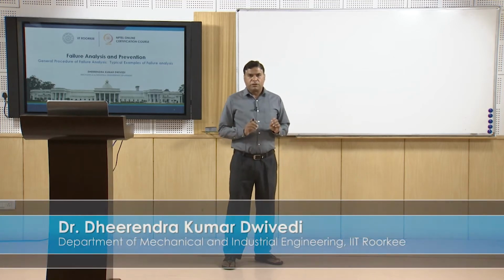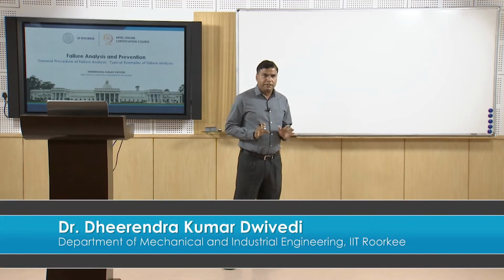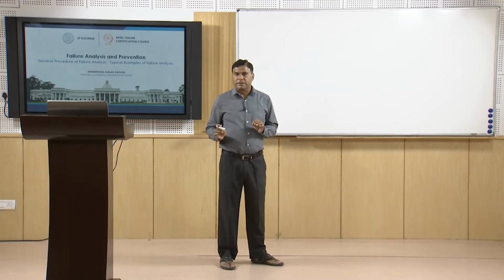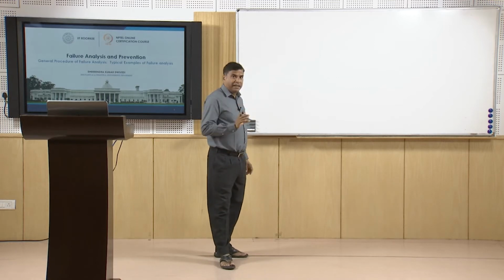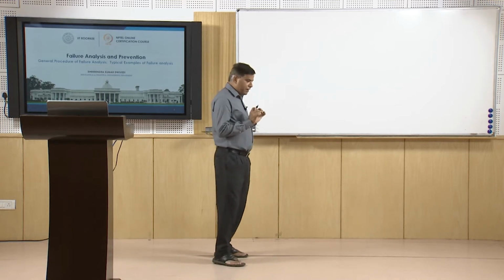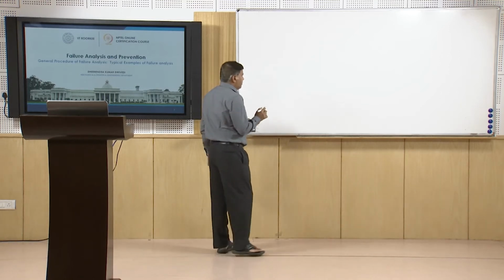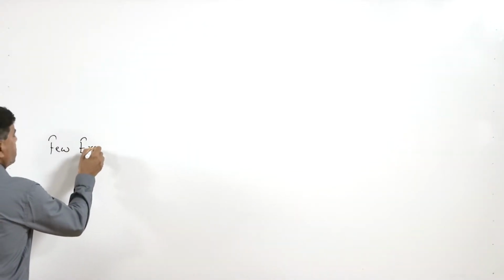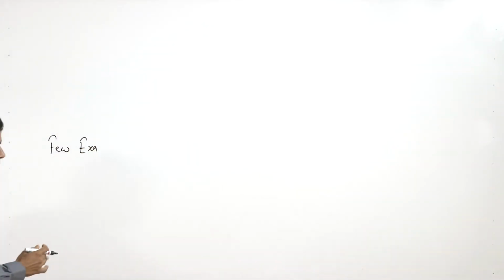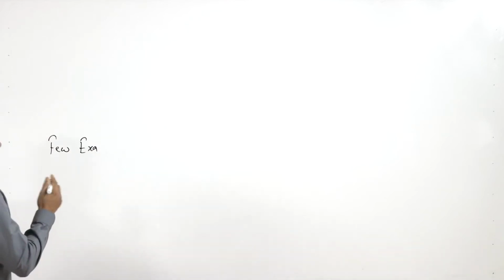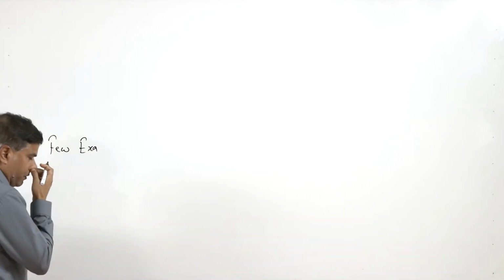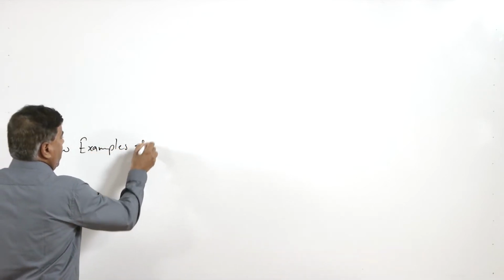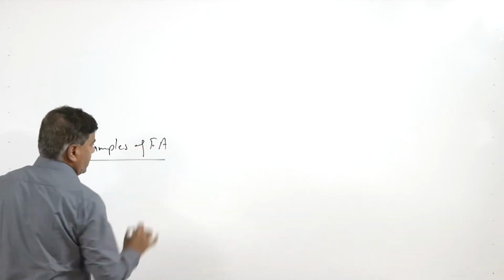Now we have talked about almost all the aspects related with failure analysis, like fundamental sources of failure and the general procedure to be used for failure analysis of metallic components. So today we will take up a few examples just to get an idea about how we proceed for failure analysis and how to investigate the different aspects related with the possible causes of the failure. So, a few examples of failure analysis.